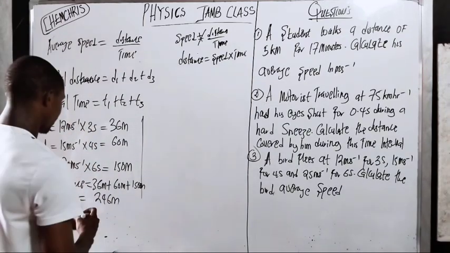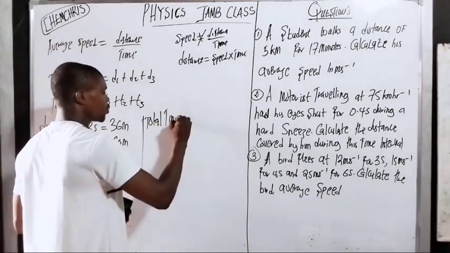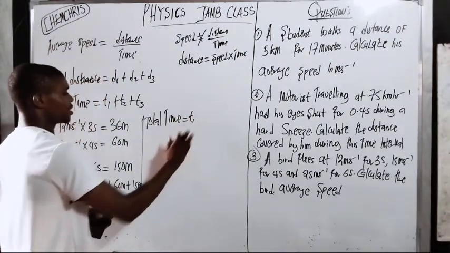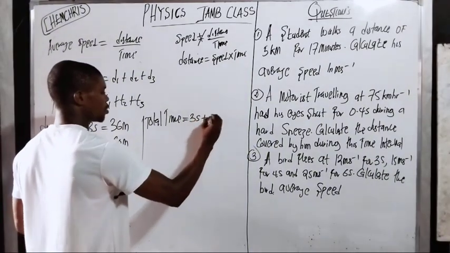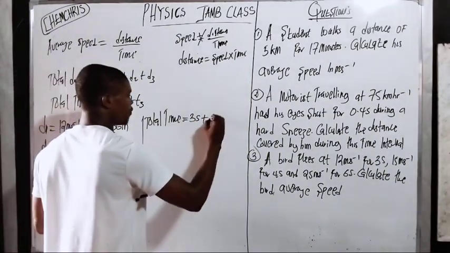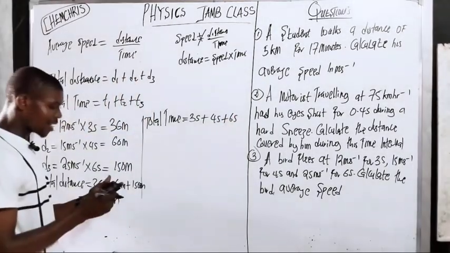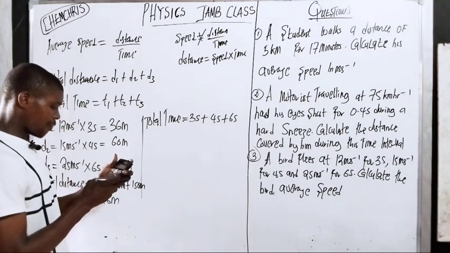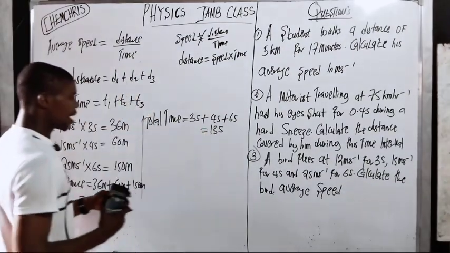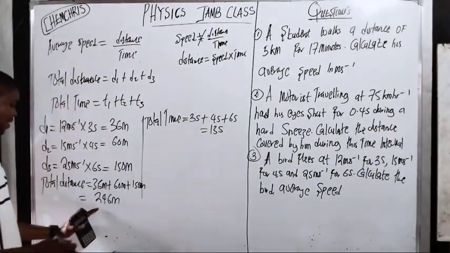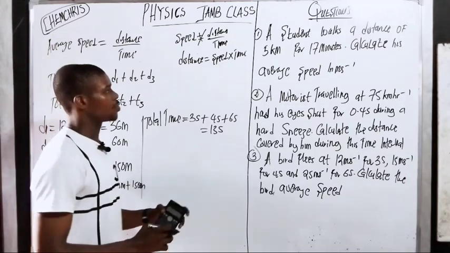Now let's look at total time. Total time is going to be t1 plus t2 plus t3, right? My t1 is 3 seconds. My t2 is 4 seconds. My t3 is 6 seconds here. When you add everything together, 3 plus 4 plus 6, here we have 13 seconds, right? Now my total distance is 246 meters. My total time is 13 seconds, right?